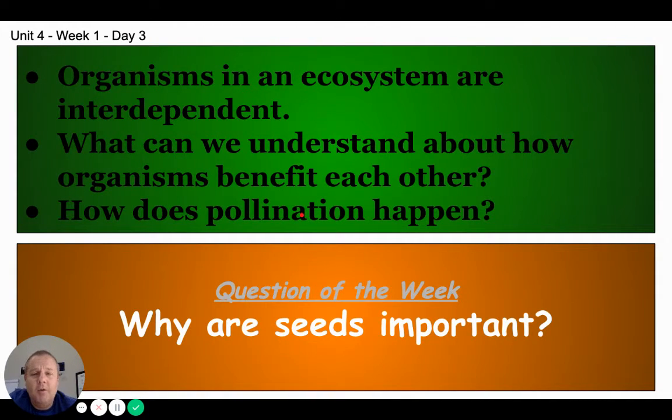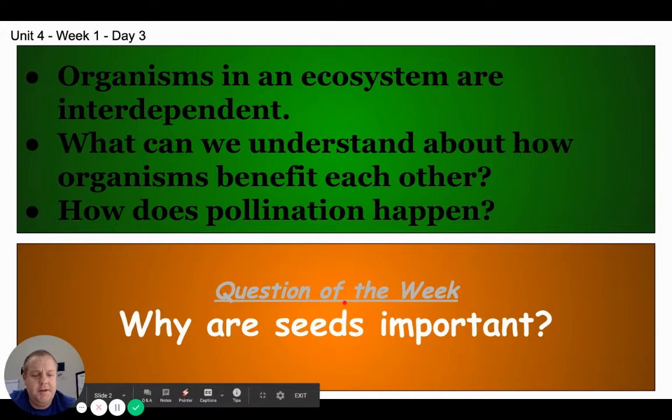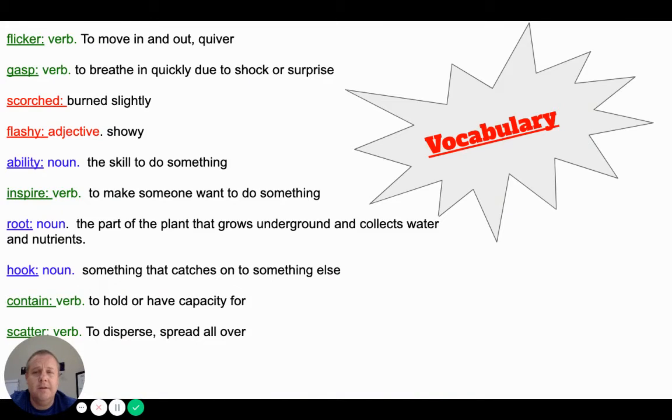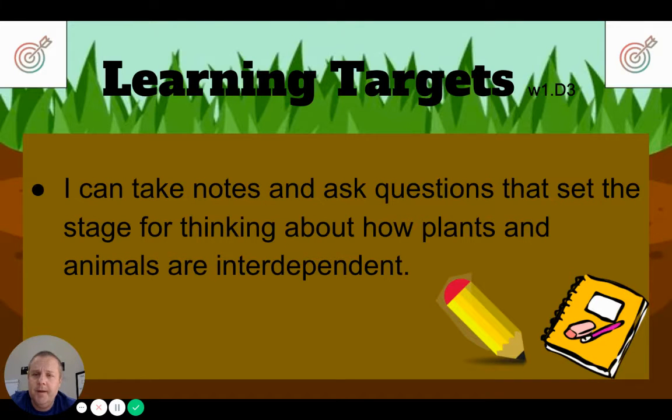Here's a big question. How does pollination happen? And our question of the week is, why are seeds important? And we can't have seeds without pollination. And you can't have pollination without seeds. Sounds like that's interdependent, doesn't it? Here's your vocabulary for the week. Let's take a look today. Hopefully we'll see root, hook, contain, and scatter. Maybe you'll be inspired to write about these things.